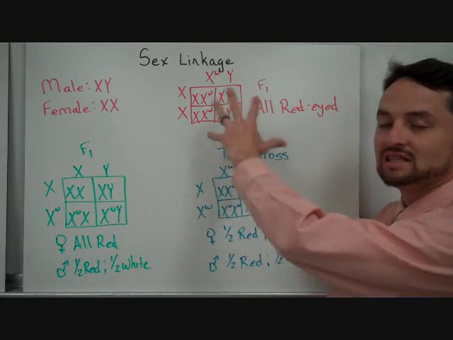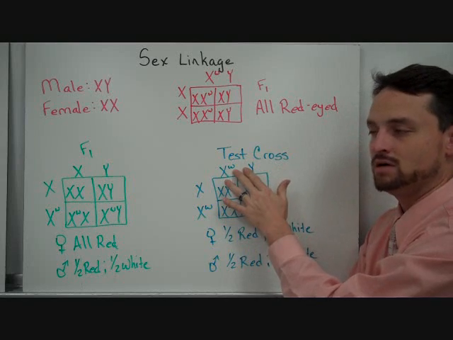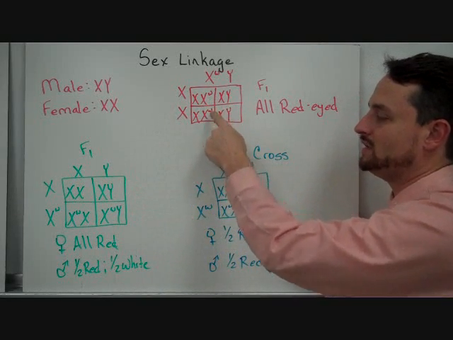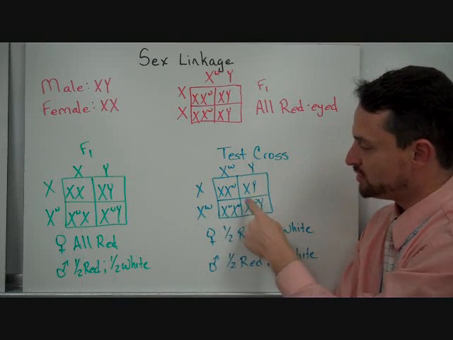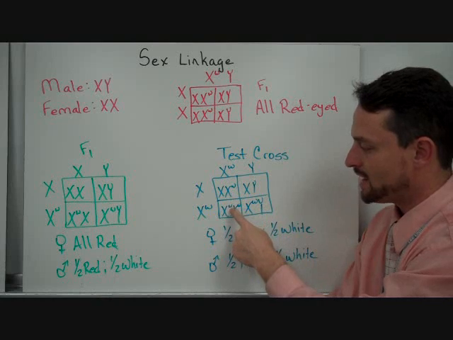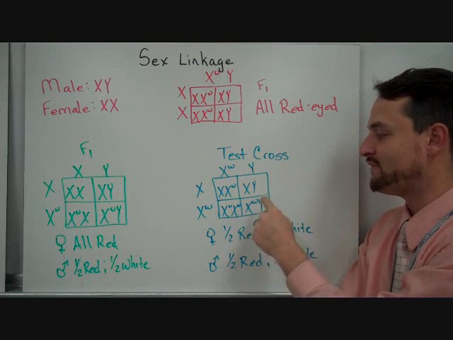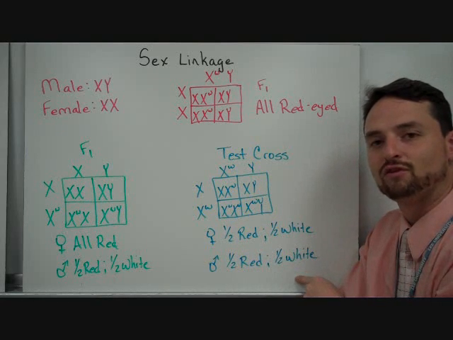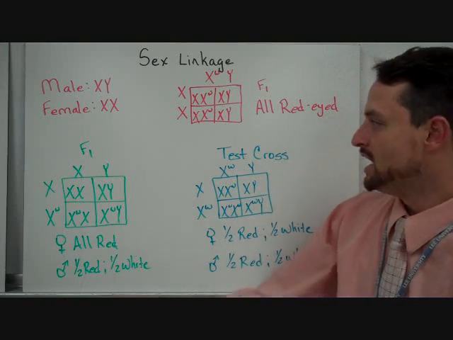When you take this example and do a test cross with it, taking a white-eyed male and crossing it with one of the F1 females, you get a red-eyed female and a white-eyed female, a red-eyed male and a white-eyed male. So half of your females will be red, half of them white, half of your males will be red, half of your males will be white, and that's exactly what Thomas Hunt Morgan noticed in his research as well.